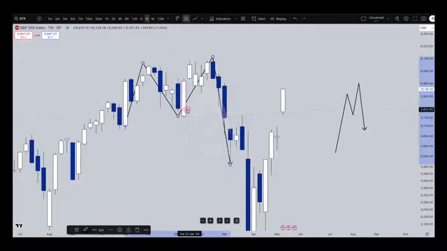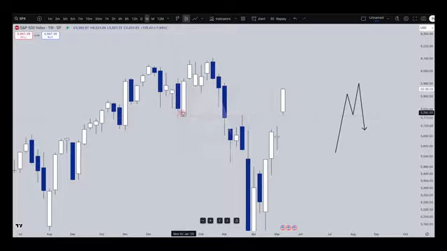Now your entry on the breaker block: you consider the range which is formed by the lowest candle in that swing low. So when price made this contraction to the downside, the candle that formed the lowest point in that contraction, which is this up close candle, is the range you want to consider. So when price returns to this range, you want to sell the market.